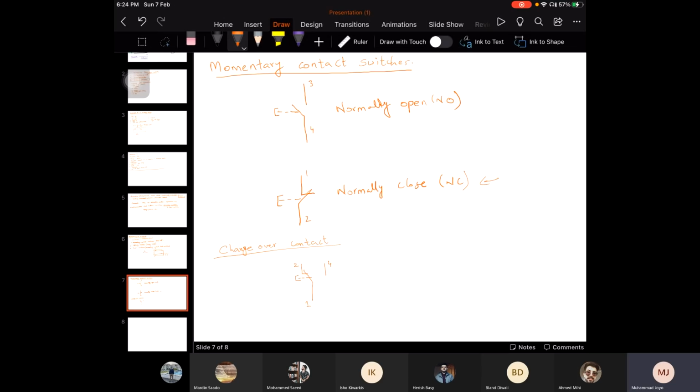This is your common point. This is your normally closed, and pin number four is your normally open. So in your logic diagram, if you want to use a normally closed contact, you can use pin number two. If you want to use a normally open contact of the switch, you can use pin number four. So in this kind of switch, you can get either normally open or normally closed. This is known as a changeover contact switch.